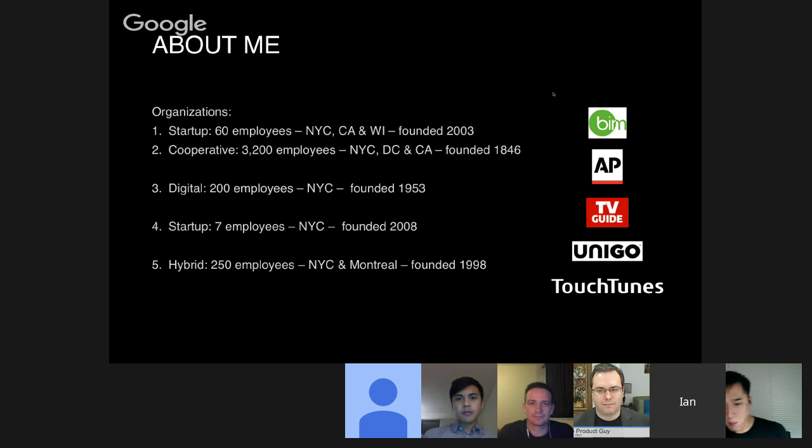You can see the disparity between the founding dates. AP was started before radio existed. I also worked for TV Guide Online, which is basically a digital media operation, standalone, independent from other properties like the magazine or the TV network you might be familiar with, but very much a wholly digital entity. I also worked for a startup, Unigo. It's a college guide, and they have some other services as well. Very different situation. About seven employees all in one room.